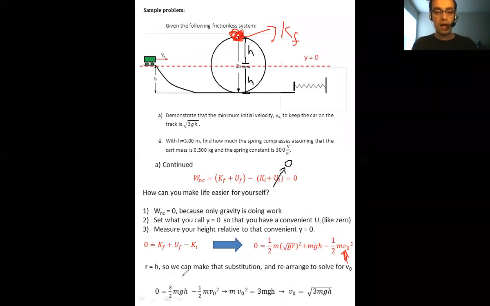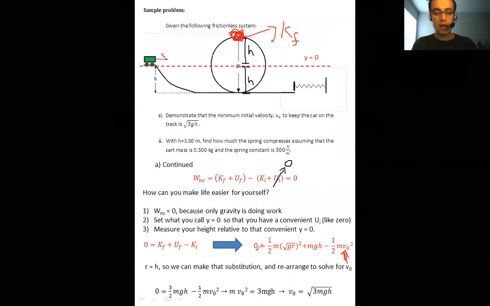So what we have is 0 equals 3/2 mgh minus 1/2 mv naught squared. Where am I getting the 3/2 mgh from? This is 1/2 m times the square root of gr, and r in this case equals h. If you square the square root, this becomes 1/2 mgh. We add to that one more mgh. From that we have 3/2 mgh minus 1/2 mv naught squared.